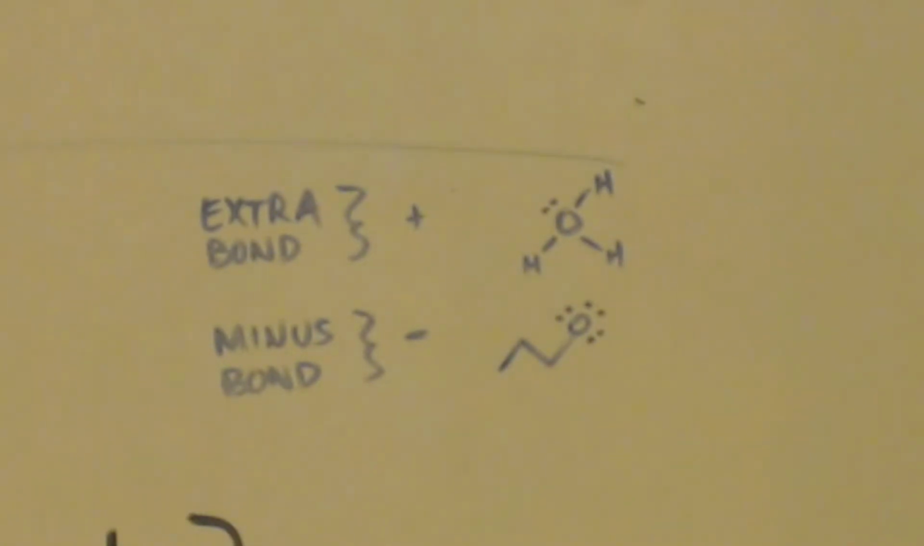molecule and know which of the atoms are positive or negative on a formal charge. If there's an extra bond, it's positive. If there's a bond missing, then it's negative. And let's look at oxygen in water as an example.